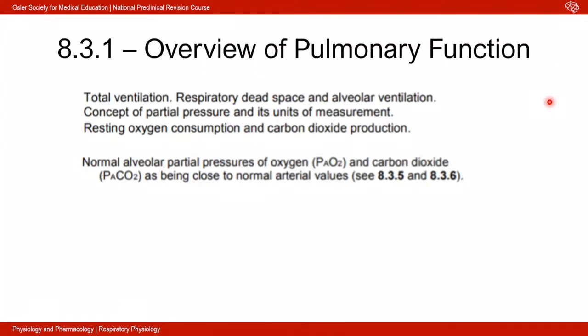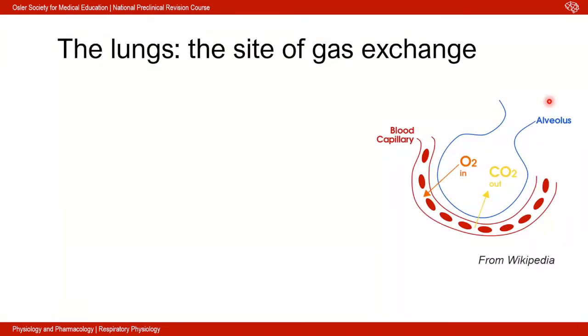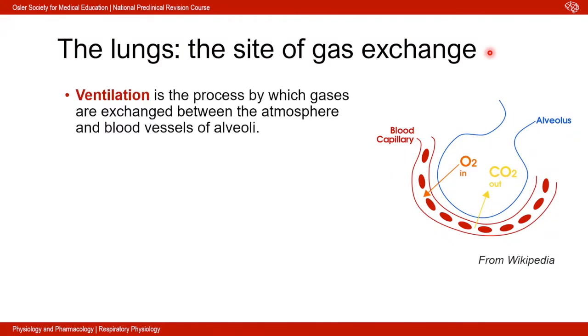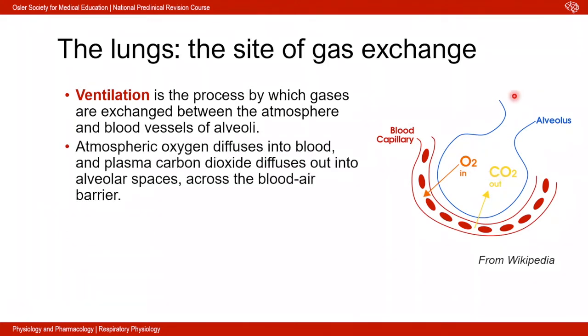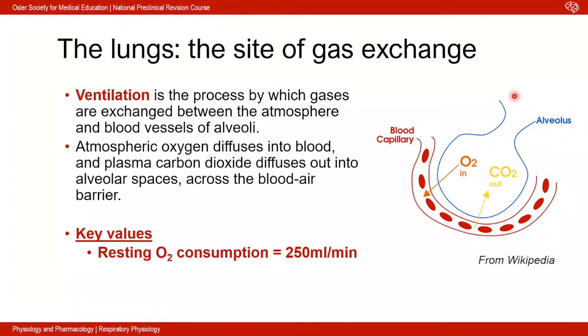Okay, let's move on. We're going to start off with an overview of pulmonary function. This is the relevant bit in the spec. In principle, the lungs are basically the site of gas exchange, as you all know. Just a few definitions. Ventilation is a process by which gases are exchanged between the atmosphere and the blood vessels of the alveoli. So the oxygen is going into the blood and the CO2 is coming out. The key values to know here are the oxygen consumption and the CO2 production. If you're writing an introduction about the lungs, these are the basics that you just need to be able to regurgitate, put down, and that ventilation definition is a really good one to know.